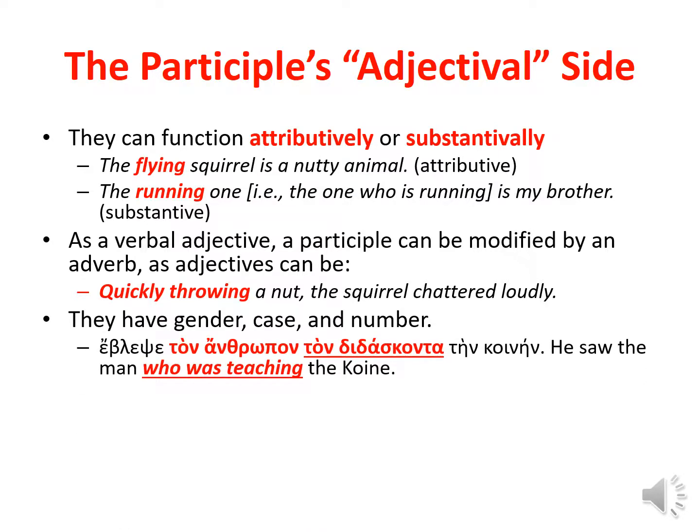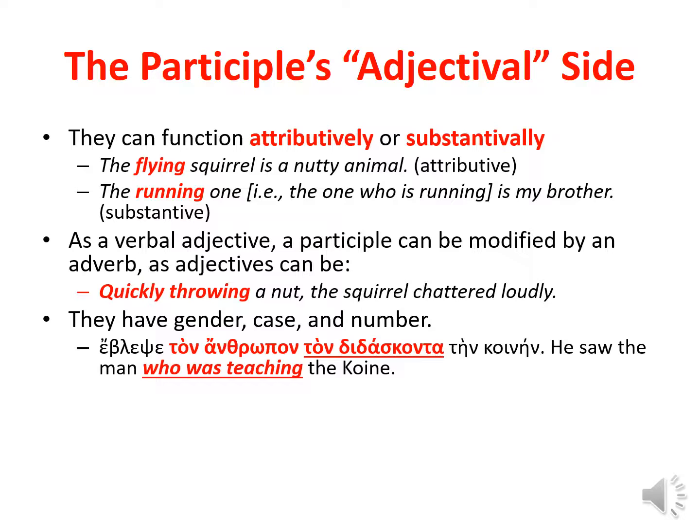So look at this example. Eidon ton anthropon ton didaskanta ten koinen. He saw the man who was teaching the Koine. So I've put in red the noun ton anthropon, in the accusative, which means the man. And then I've also underlined the participle ton didaskanta. And of course, you don't recognize that that's a participle yet, but that's what it is.